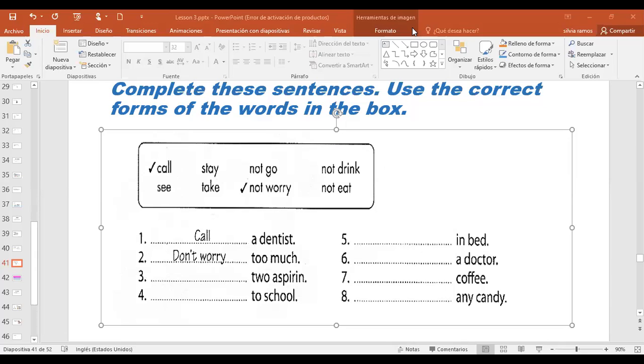So do you have a question about imperatives and how they are used? No, teacher. No? Are you sure? Yeah. Okay, just one more thing, right?